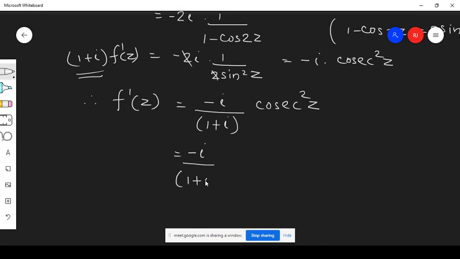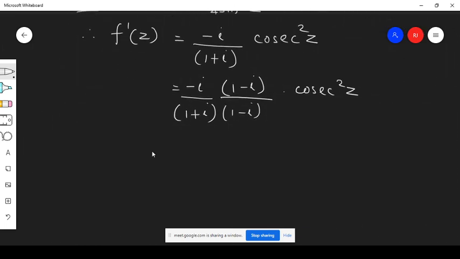So 1 plus i is there. The conjugate of 1 plus i is 1 minus i. Here also 1 minus i. Then again, do not cancel this, or you will get the question again. So into cosec square z. Then that is equal to minus i into (1 minus i). See, the denominator is in the form (a plus b) into (a minus b), which is a square minus b square, so 1 minus i square, into cosec square z.